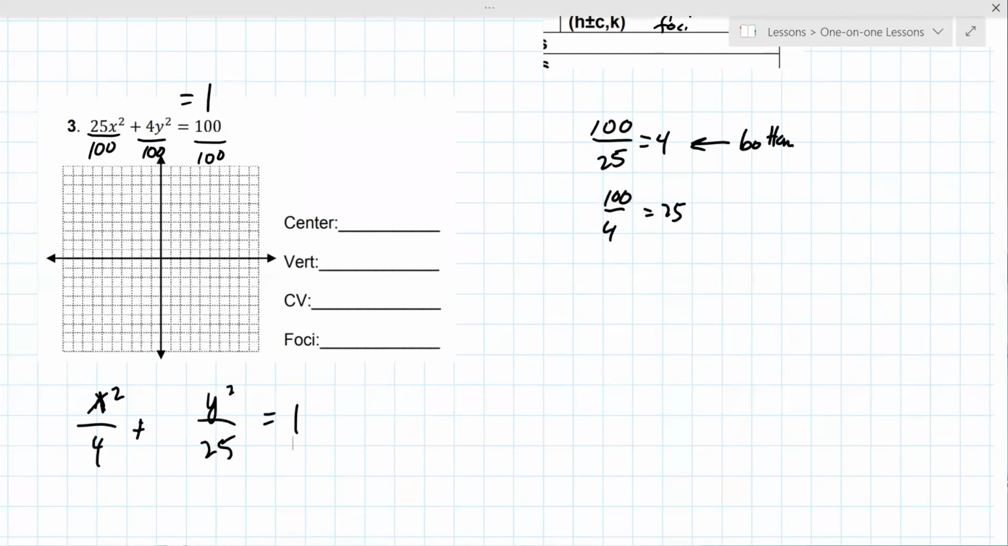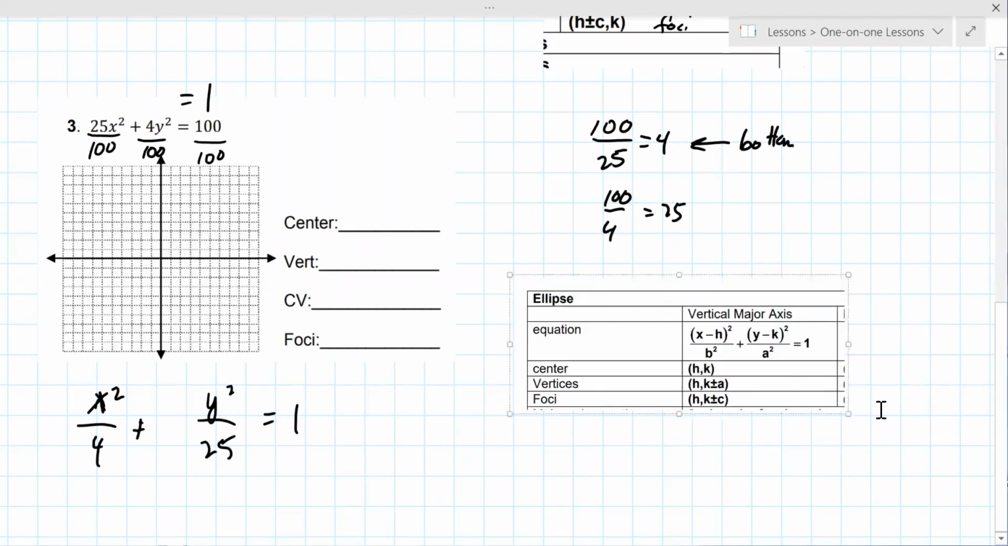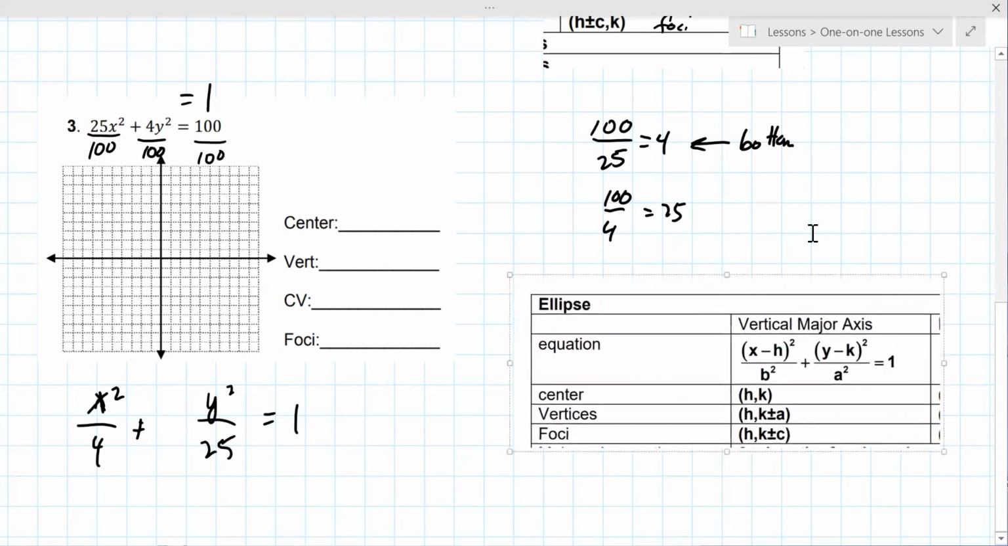So I'm going to go to the reference sheet here to snip in what we want. Okay, so we want this one. Reminder that whichever one is larger is A. So this is A squared, this is B squared. Whichever is the larger number is A. So we need H, K, A, B, and C.